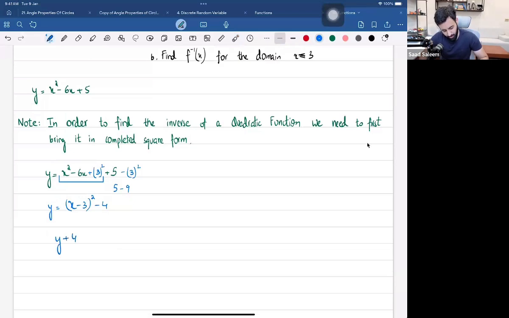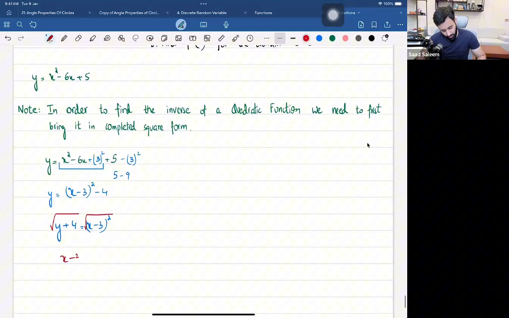So we have y plus 4, which is equal to x minus 3, the whole thing squared. Then in order to get rid of the square, we take the square root on both sides. Now this is where something interesting happens. Whenever you take the square root on both sides, what happens? Question for you guys. There's something plus minus. That's correct. So although it's going to be x minus 3 on one side, the square and the square root cancel, but now we have a plus minus square root of y plus 4.